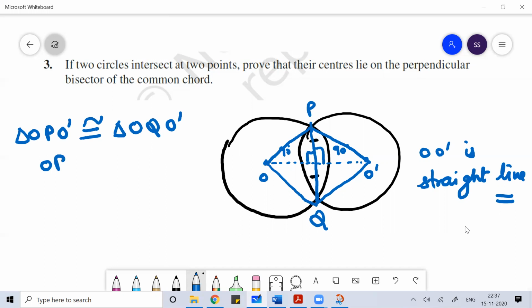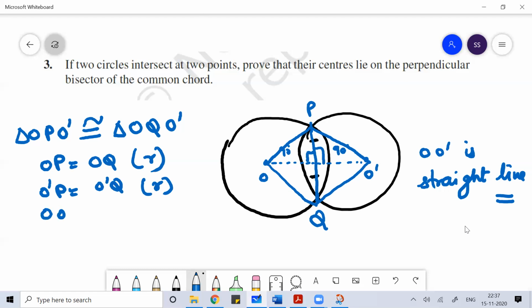So OP is equal to OQ because they are the radius. Similarly, O'P will be equal to O'Q because they are the radius. And OO' is the common side. So by SSS congruency, you can prove that these two triangles are congruent.